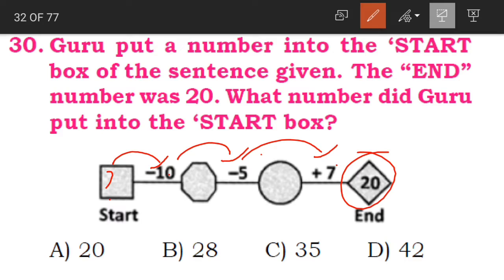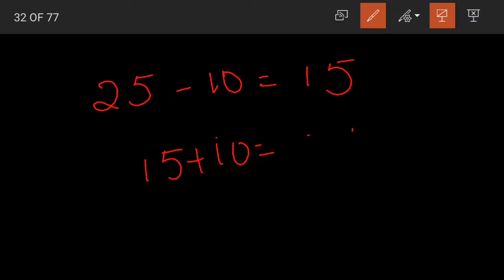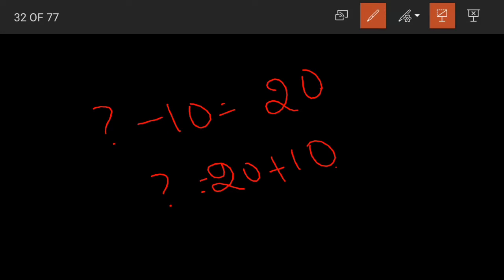Okay children, now again there are two ways to solve this question. See, suppose I say 25 minus 10 is equal to 15. 25 minus 10 is equal to 15, or 15 plus 10 is equal to 25. You remember, right? For each addition fact we have two subtraction facts. So that is what we are implementing here. When I say something minus 10 is equal to 20, I can simply say that this something is equal to 20 plus 10.